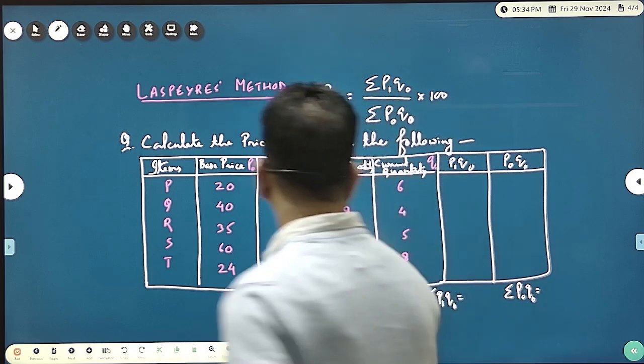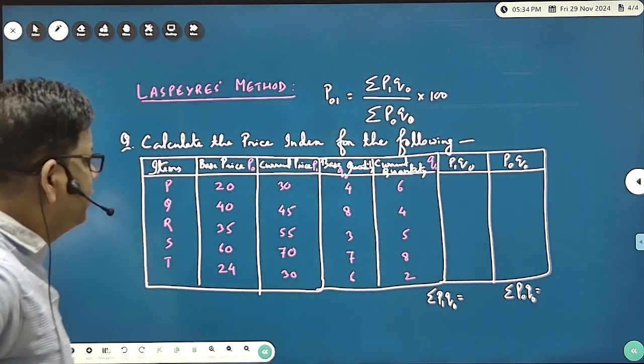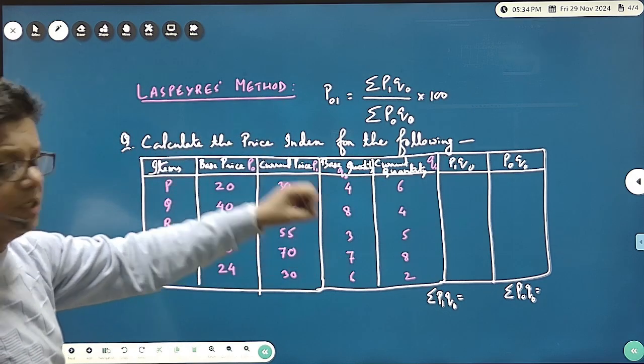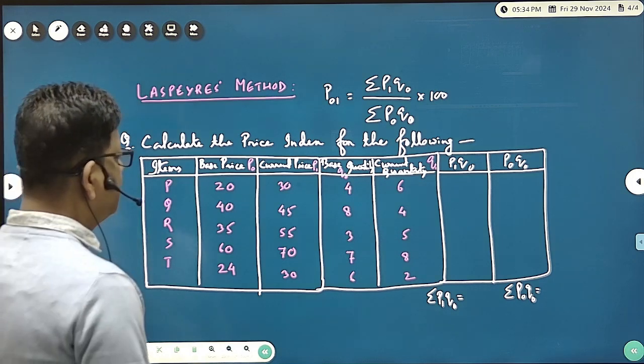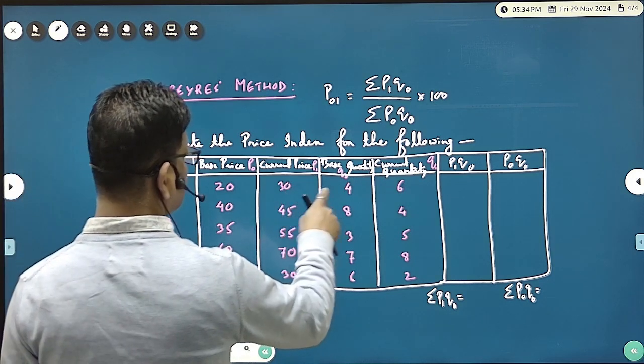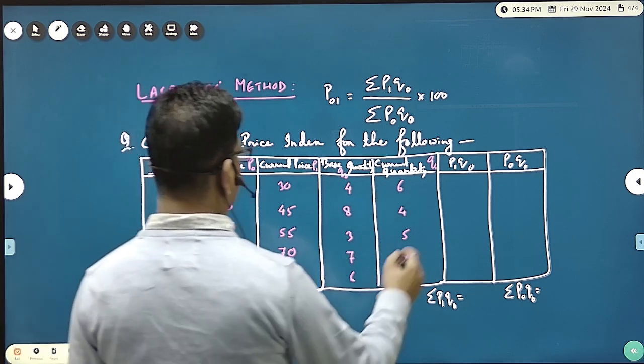So it is P1 Q naught. I am repeating this again: the current quantity does not make any impact according to Laspeyres' method, because everything is Q naught. You can see that. Now P1 Q naught, P1 Q naught. Yes or no? So this is 30 into 4, 120.